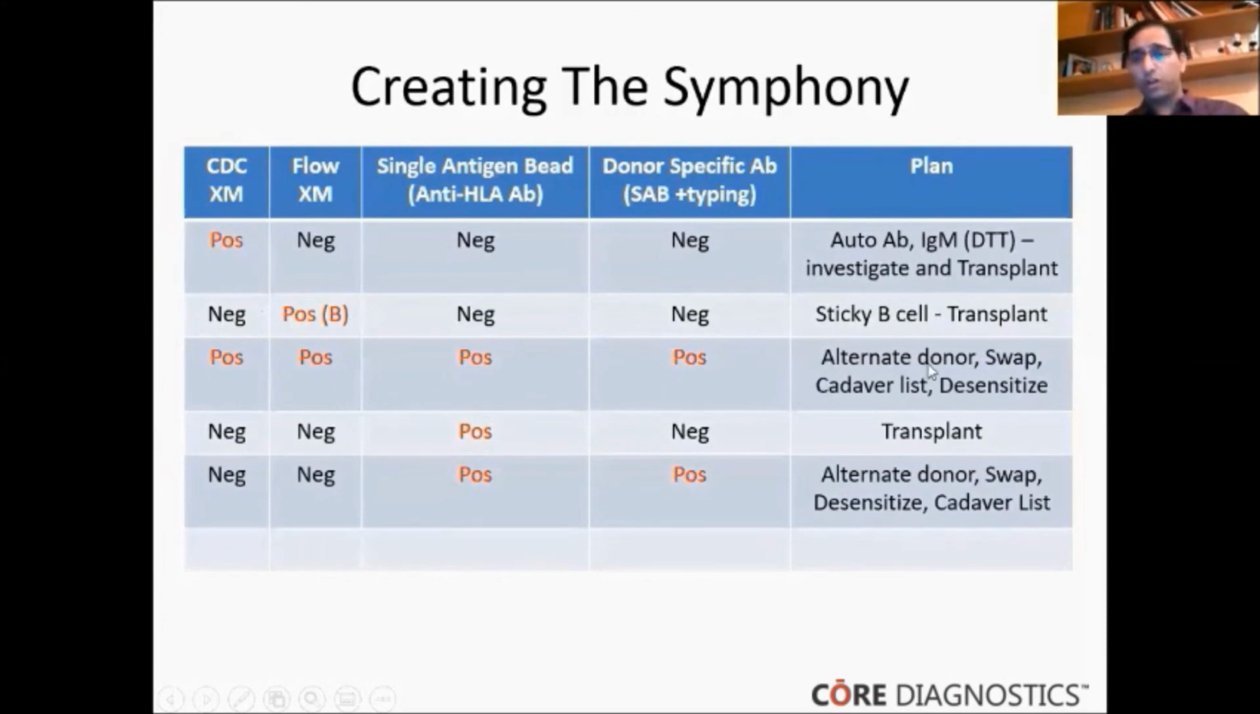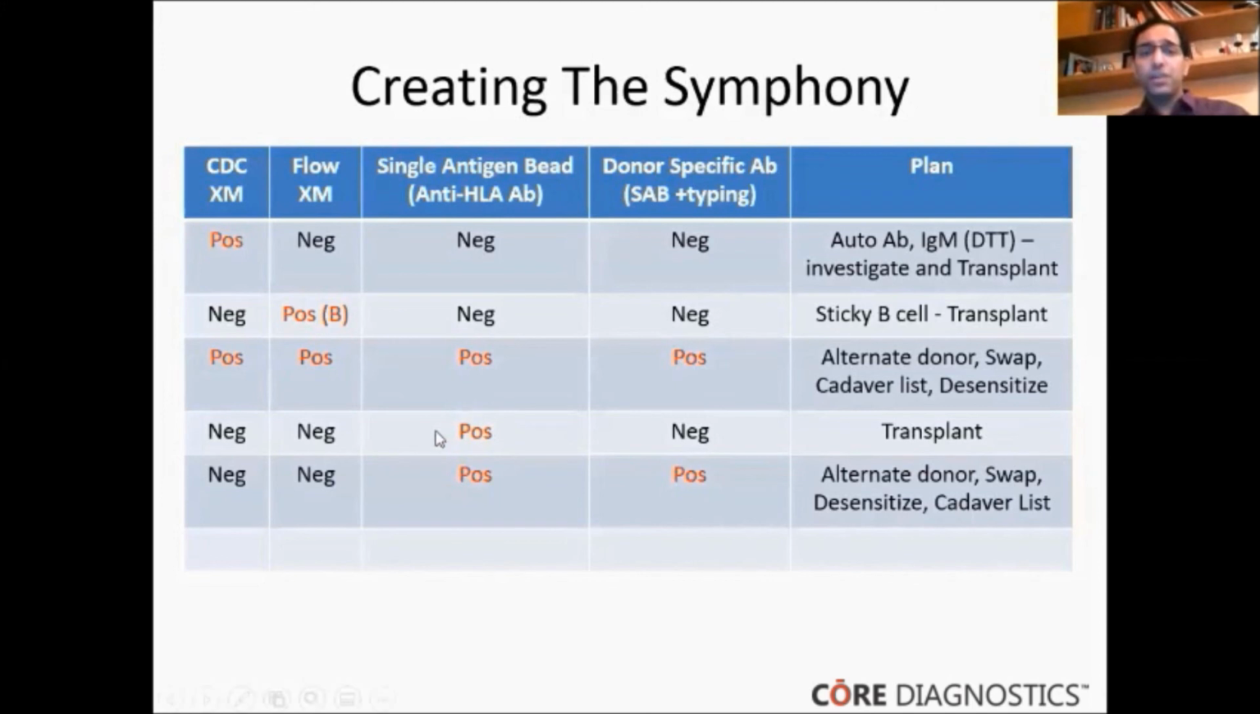If everything is positive, CDC, flow, single antigen bead, and these are due to donor-specific antibodies, the best thing would be an alternate donor, especially a 2-haplo matched. A swap can be considered. However, if there are so many HLA antibodies, finding a match for them is going to be hard. They can go on the cadaver list, but again, finding someone on the cadaver list that they don't have antibodies to is going to be very hard as well. And desensitization can be done. Again, you would have to see what the profile is, how high the antibodies are, and what the risk tolerance and capability for the family is, as well as for the transplant program.